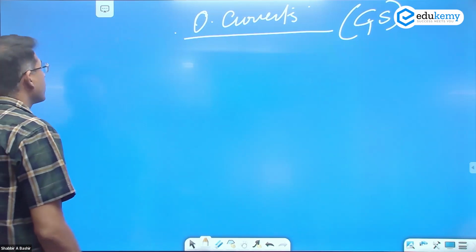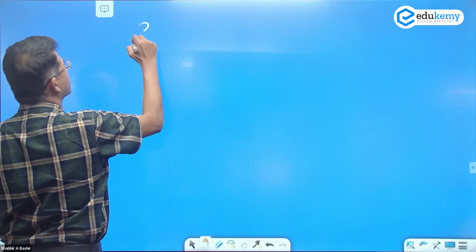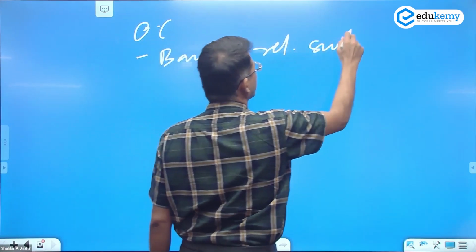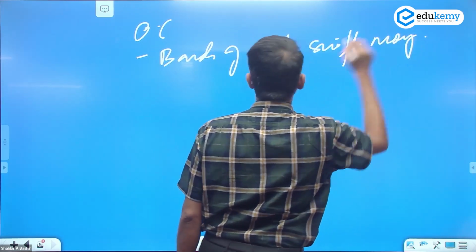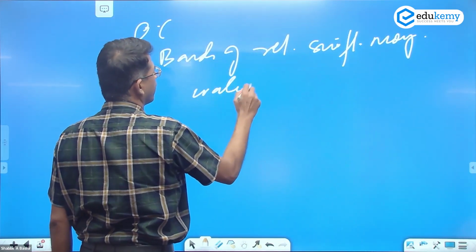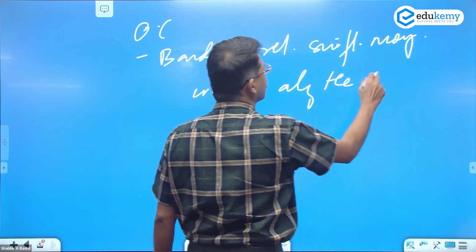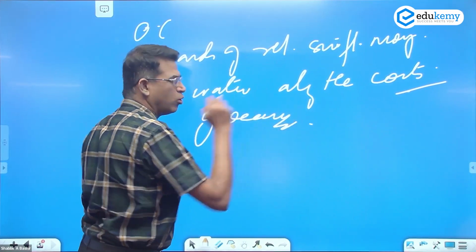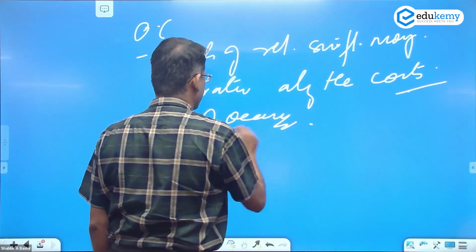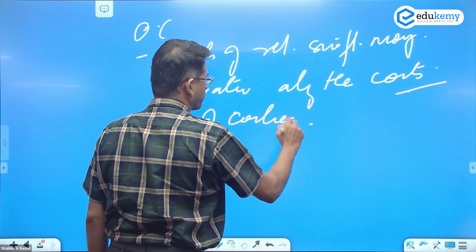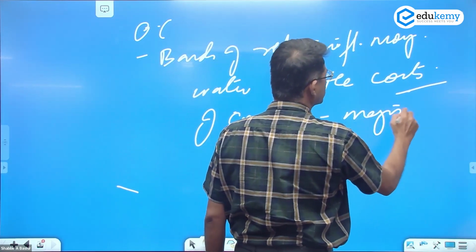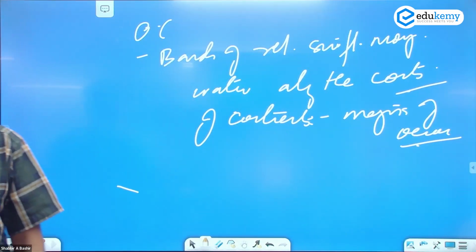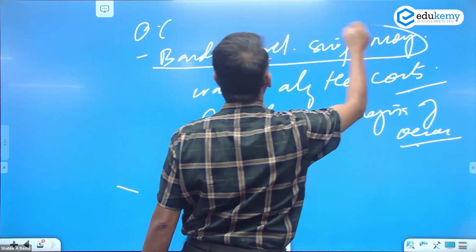Okay, now, so ocean currents, what are they? These are bands of relatively swift moving water along the coasts of the continents, or at the margins of the oceans. Okay? So ocean currents are bands of relatively swift moving water.